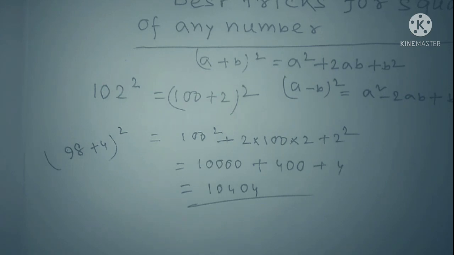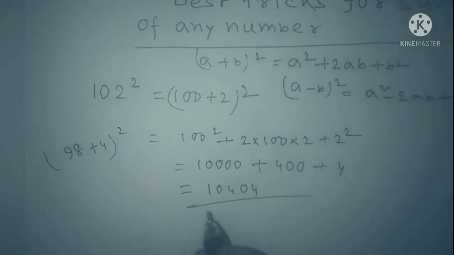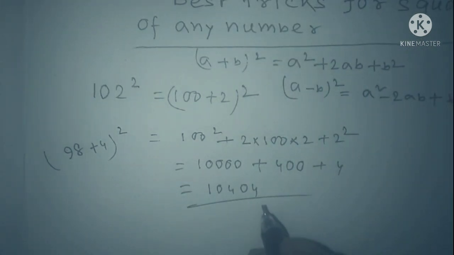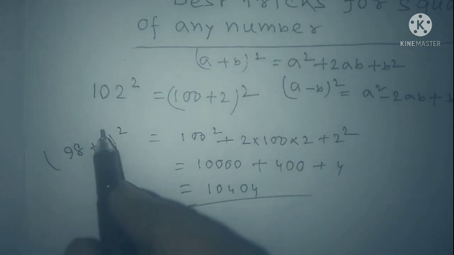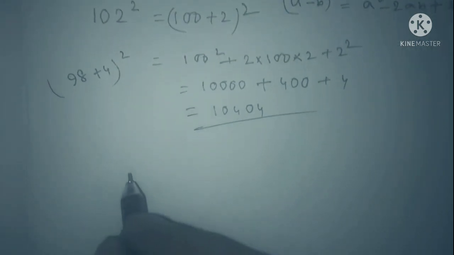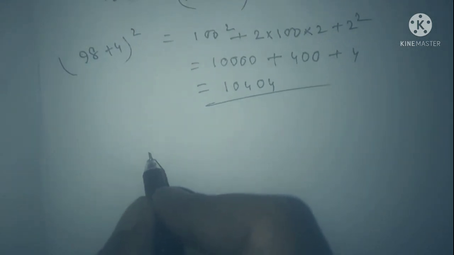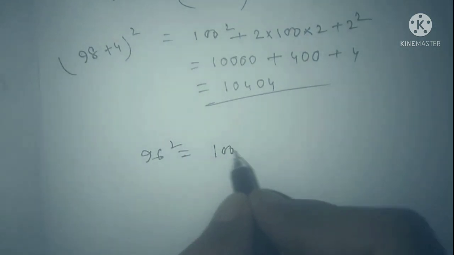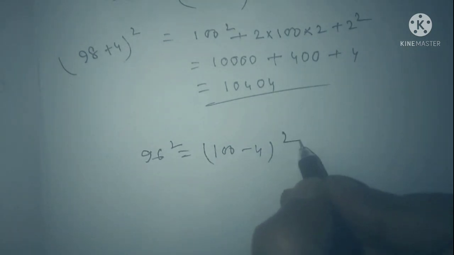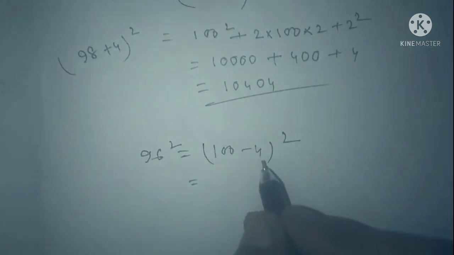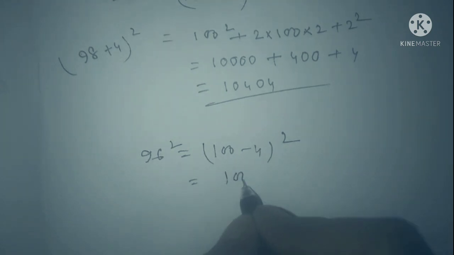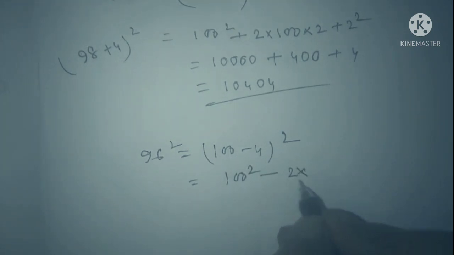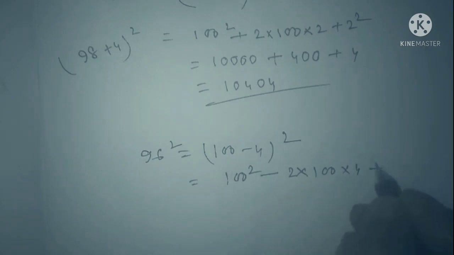Okay, so my dear students, this process is very easy, and you can apply it to find the square of any number, not only 102, any number. Suppose 96. So 96 square, that means you can write 100 minus 4 whole square. Again you have to apply the a minus b whole square formula, that means 100 square minus 2 into 100 into 4 plus 4 square.